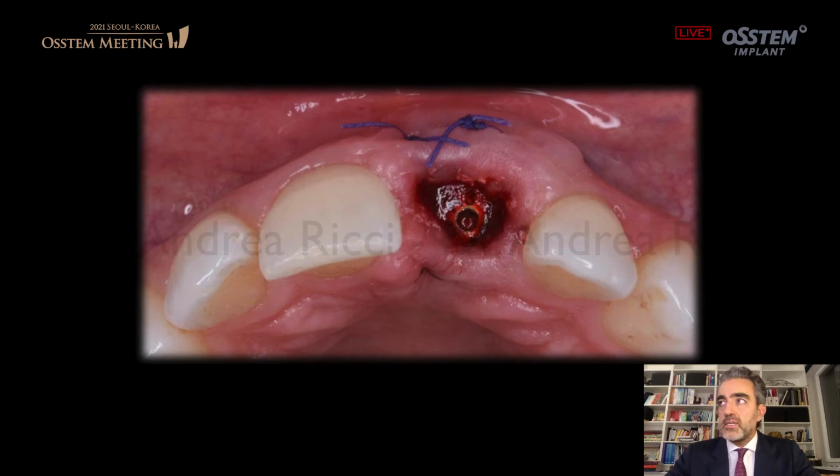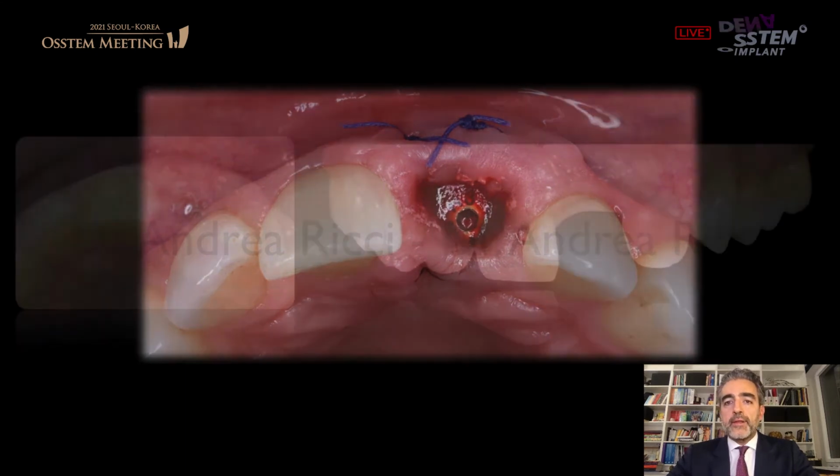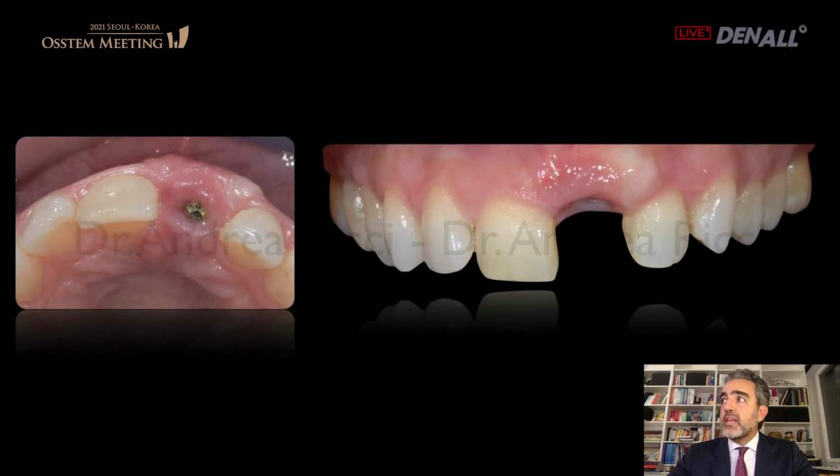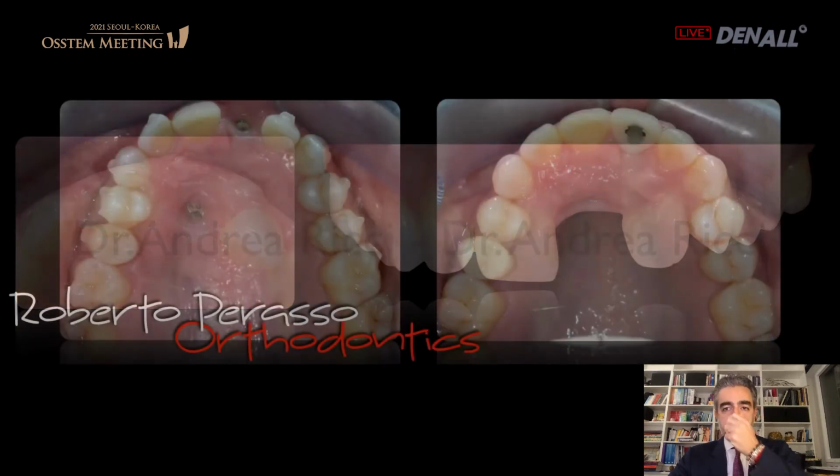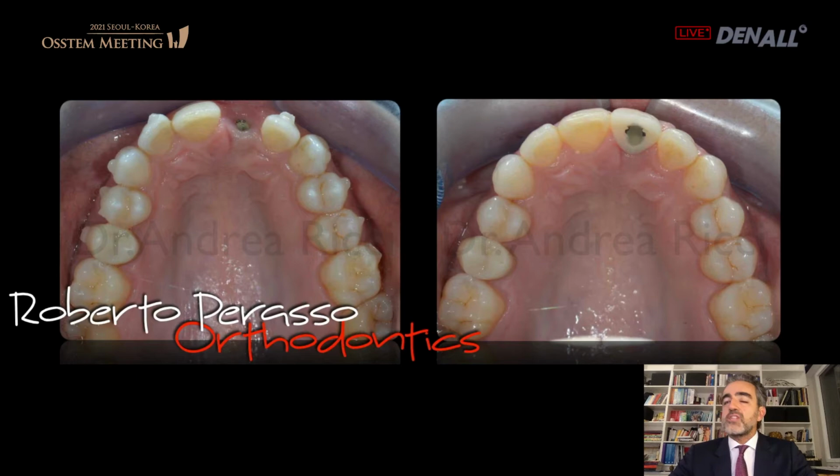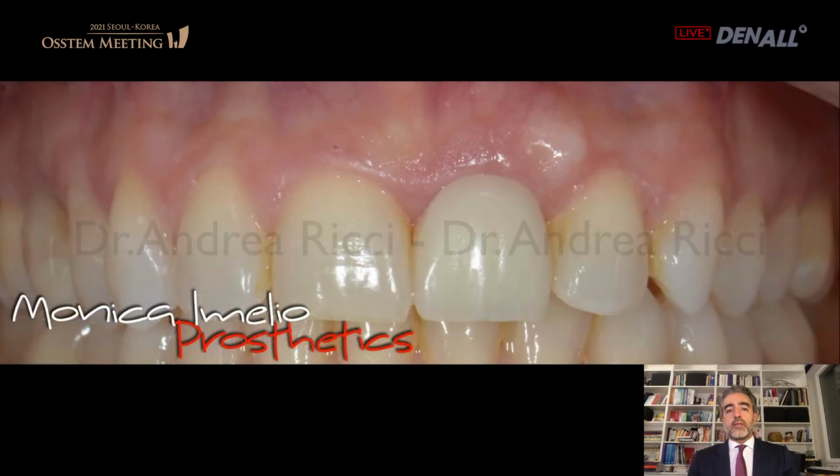So here you can see the implant placed, and this is the implant after healing. At this time, Roberto Perasso started the Invisalign treatment, and his wife, Monica Emelio, who took care of the orthodontics and the prosthodontics, delivered the provisional here. And nowadays she is in the provisional phase.